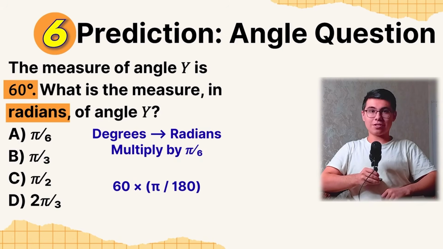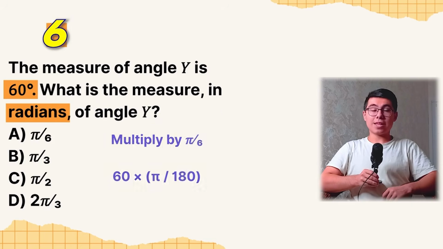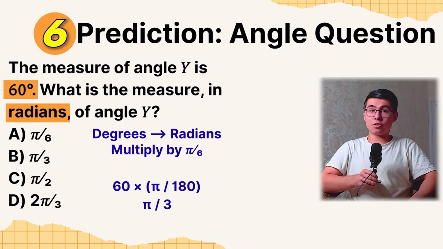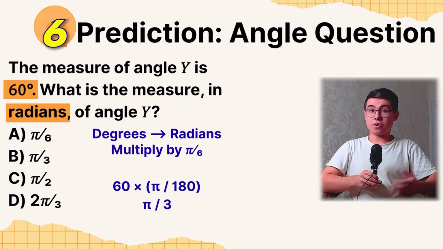So let's use it here. We've got 60 degrees multiplied by pi over 180. So that's 60 divided by 180, which is 1 over 3. So the answer is pi over 3. And that's it. So the correct answer is choice B.